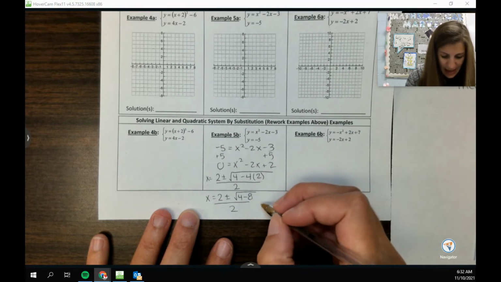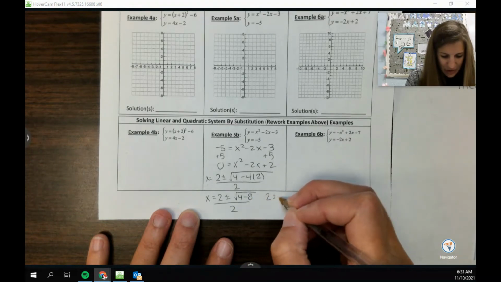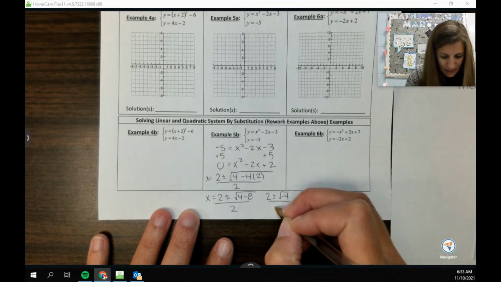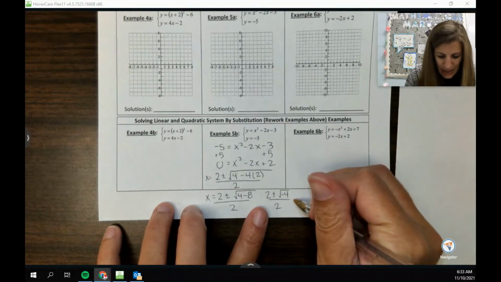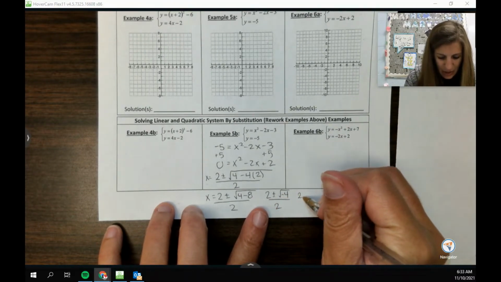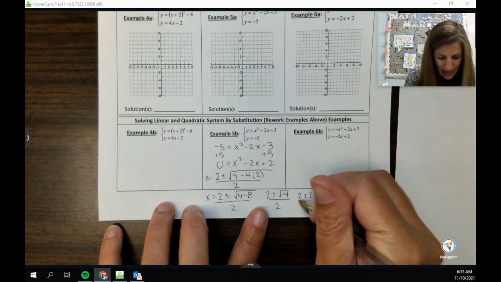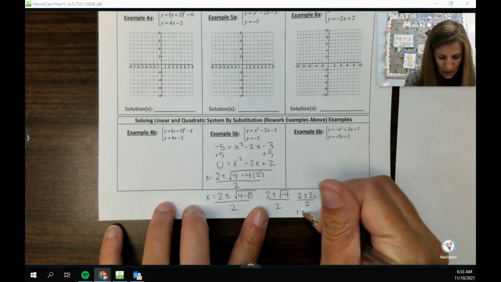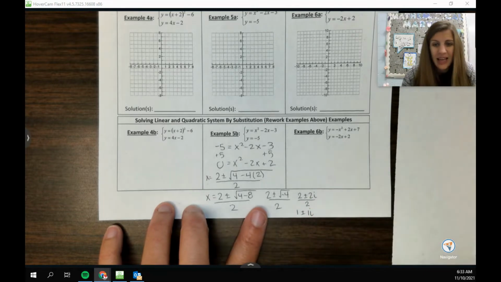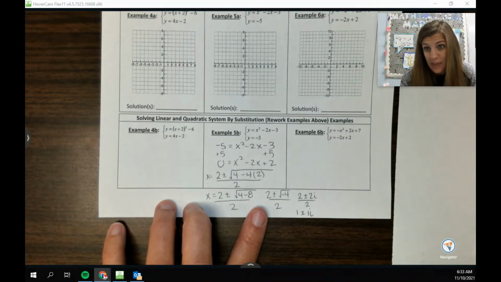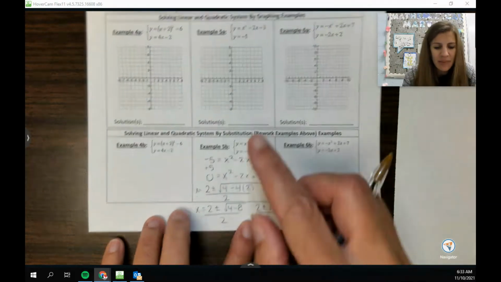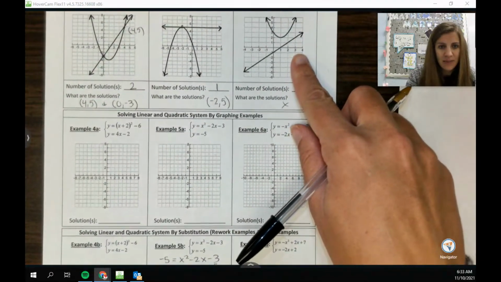So it's looking like we are going to get some imaginary solutions here, which I think we end up with 2 plus or minus 2i over 2, or really 1 plus or minus 1i. And since my answers are imaginary, that means we have a situation like this one.